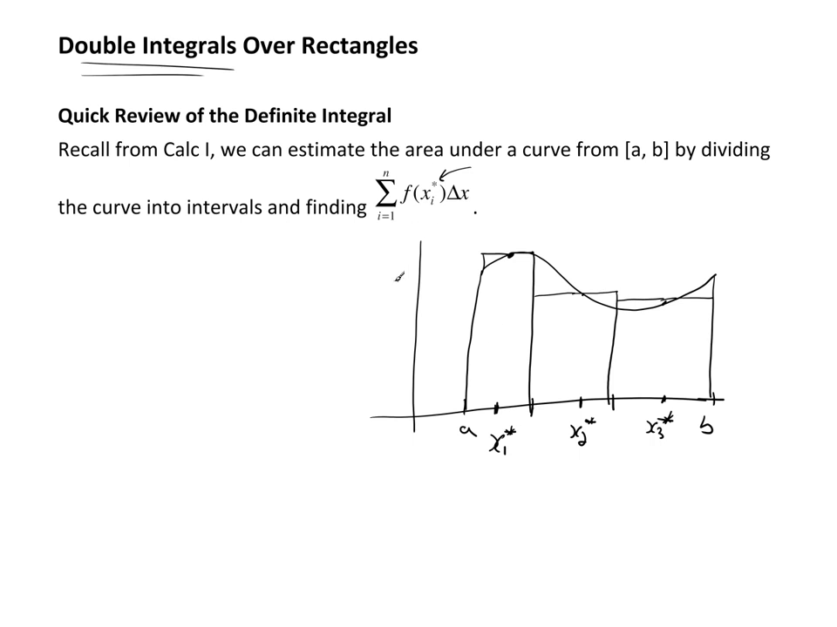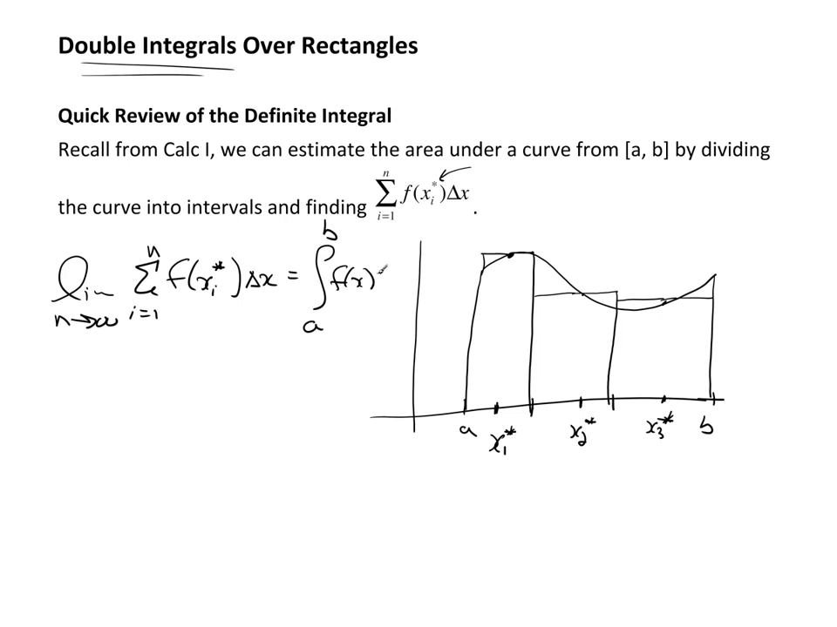Then once I have this sum as an approximation, I know that I can take the limit as n goes to infinity of the sum i equals 1 to n of f of xi, and again I'll denote that with an asterisk, delta x, and that is actually equal to the integral from a to b of f of x dx. Of course, we have issues of continuity and so forth, but in general, we can make this claim.